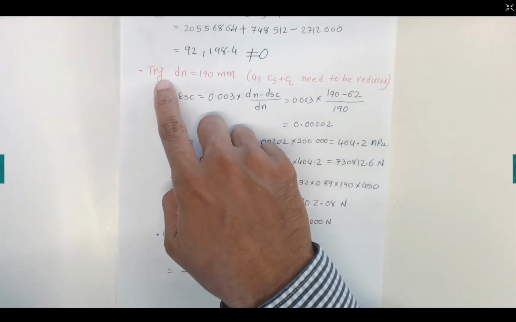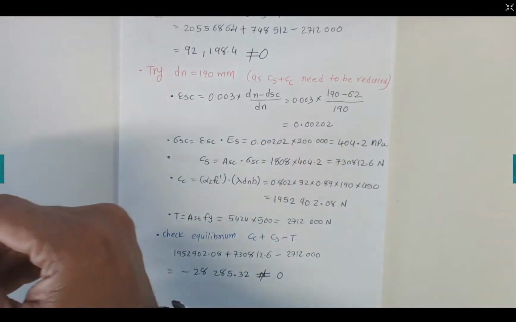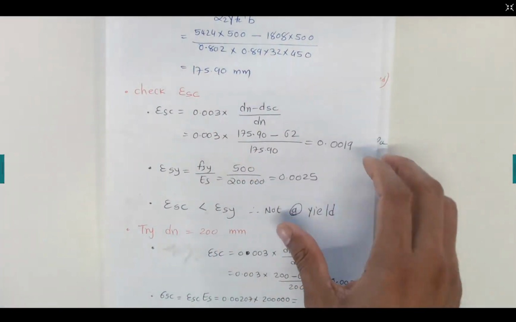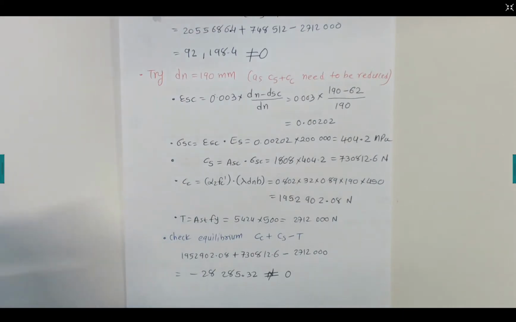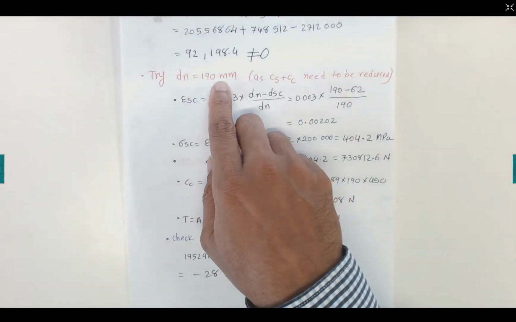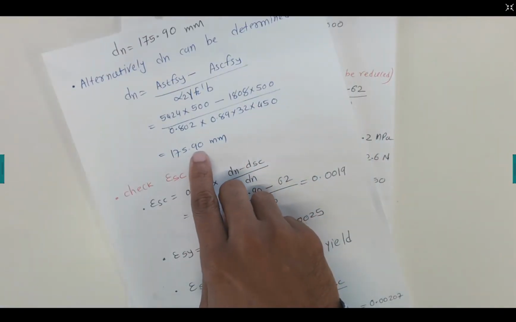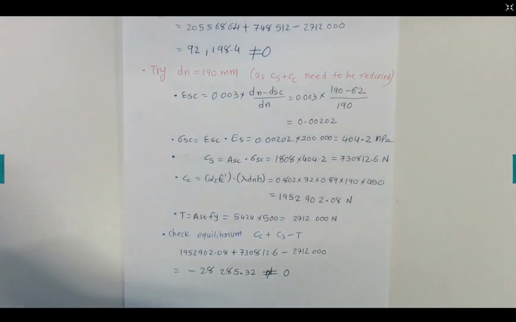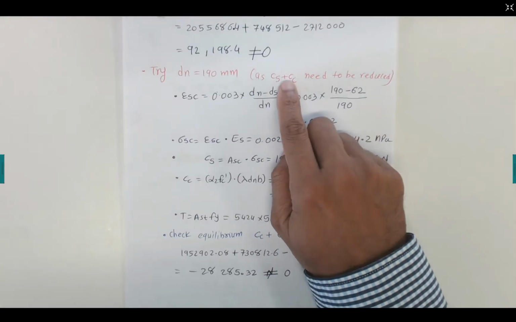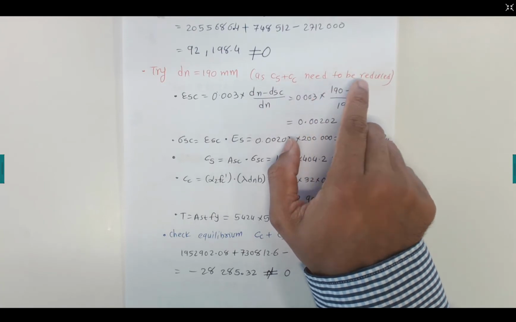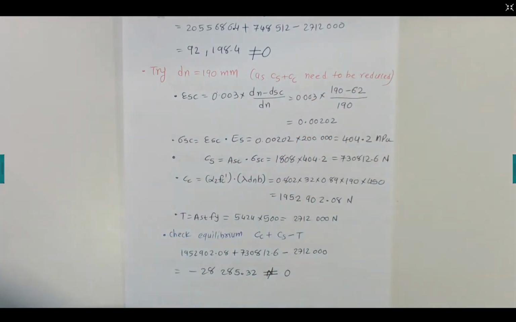Continuing from the previous video, where we tried DN values of 178 millimeters and 200 millimeters. Both are not applicable. Now we are trying a DN value of 190 millimeters, which is less than 200 millimeters but still more than 180 millimeters. In that case we need to increase the compression force in the top reinforcement, and the compression force in the concrete needs to be reduced, so we are reducing the DN value.